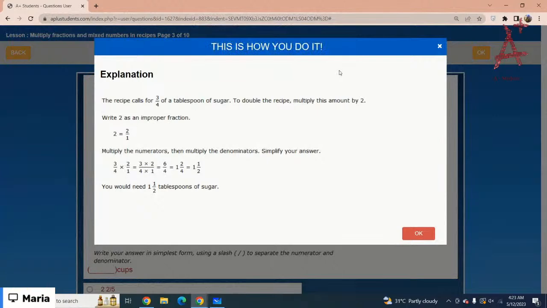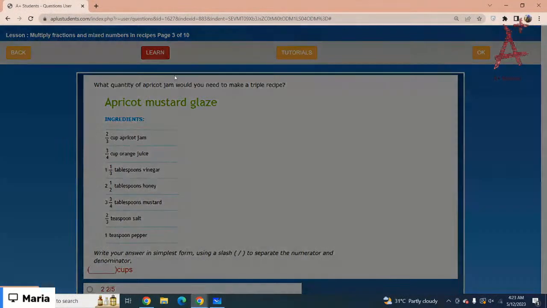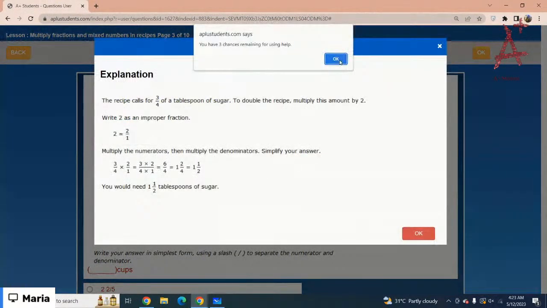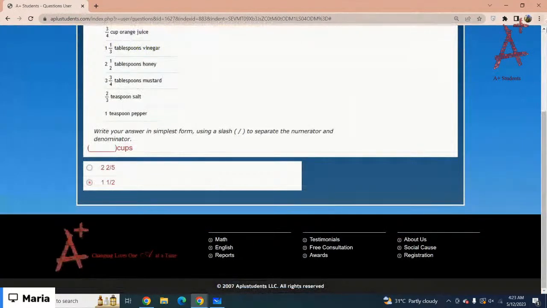3 by 4. Sugar. Question is about triple recipe and solution is about sugar. And sugar is not in the, okay, leave it. Let's select any of the question.